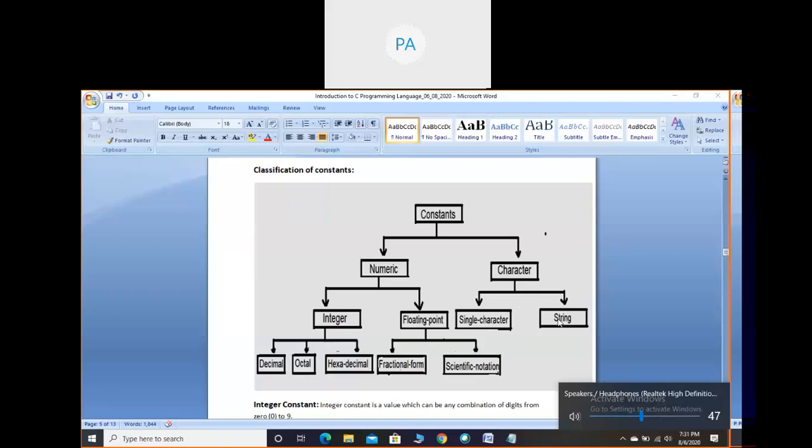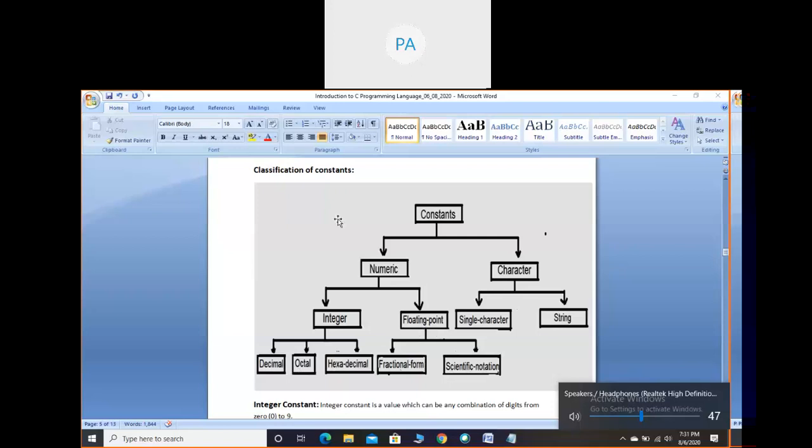String means a group of characters, one or more than one. Minimum is one, maximum is more than one. Next, in integer we have three types: decimal, octal, hexadecimal. In floating point, two types: fractional form and scientific notation. Actually in floating point, it is not two types; we can represent it in two ways, in fractional form and in scientific notation.